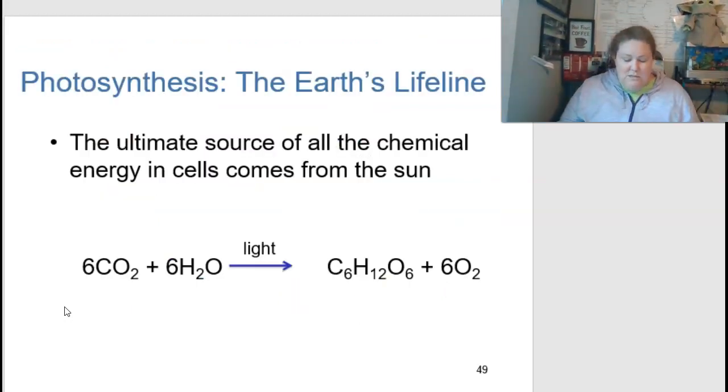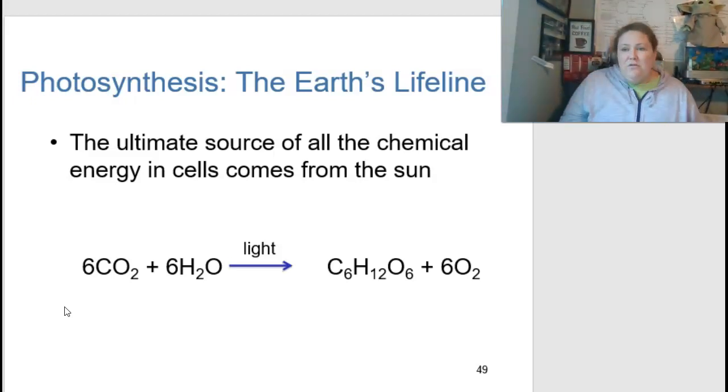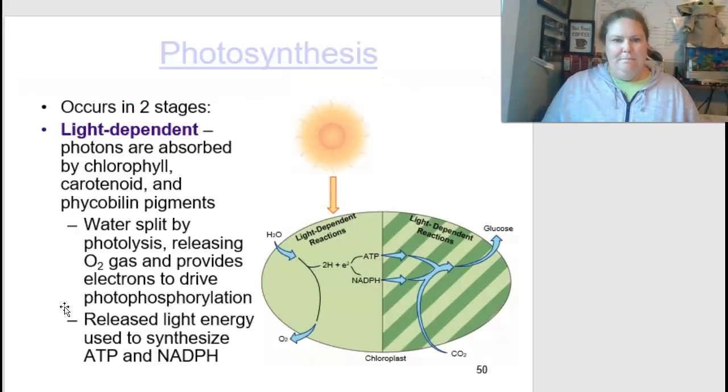Okay, so moving on to section 8.6 in your book. What about photosynthesis? We as humans can't do it, but a lot of microbes can. This is the Earth's lifeline. The ultimate source of all of the chemical energy in the cells comes from the sun. So we have 6 CO2 plus 6 waters, plus light and pigment, which is going to give you C6H12O6, the chemical formula for glucose, and 6 oxygens.